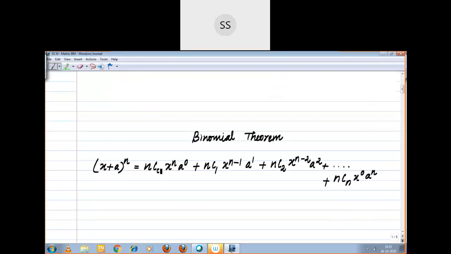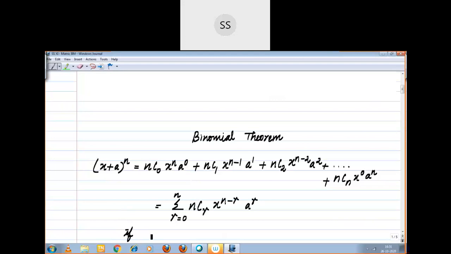One thing you have to listen to, children: the power of the first term is decreased, and the power of the second term is increased. I am going to represent this in notation, that is, sigma r equal to 0 to n, nCr x power n minus r into a power r, right?